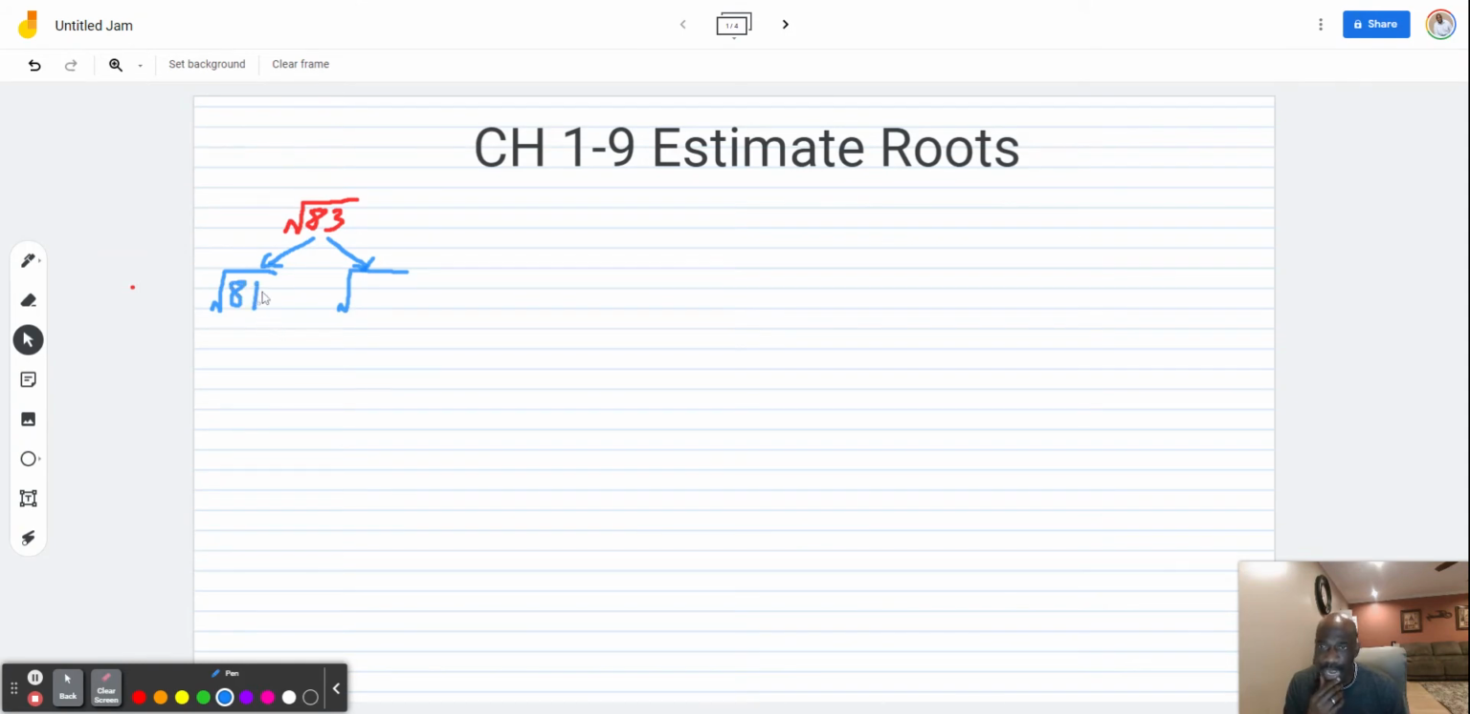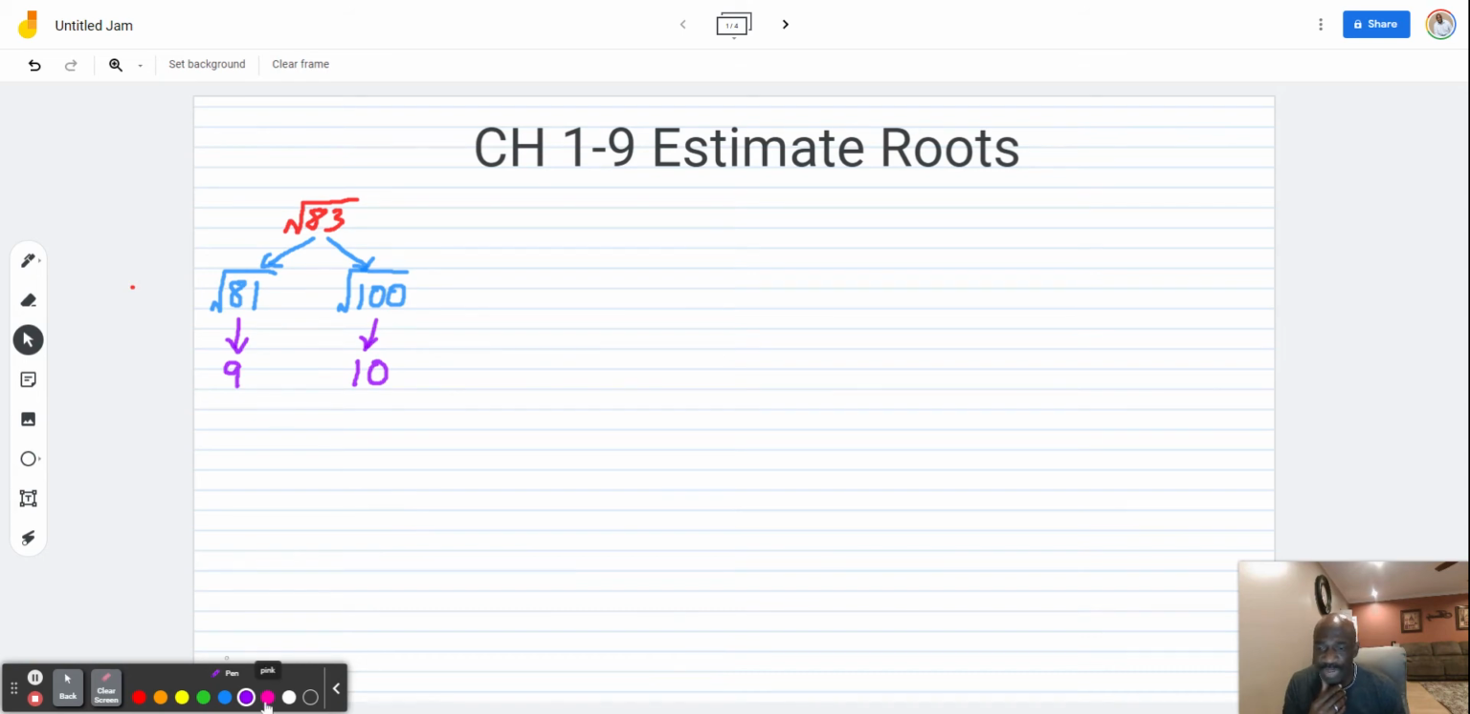It's very close to it. Most of the time, it'll be right next to it. You'll know what it is. Square root of 81. And then the one after the square root of 83 must be the square root of 100. So the square root of 81, which you should know, is 9. And the square root of 100 obviously would be 10.